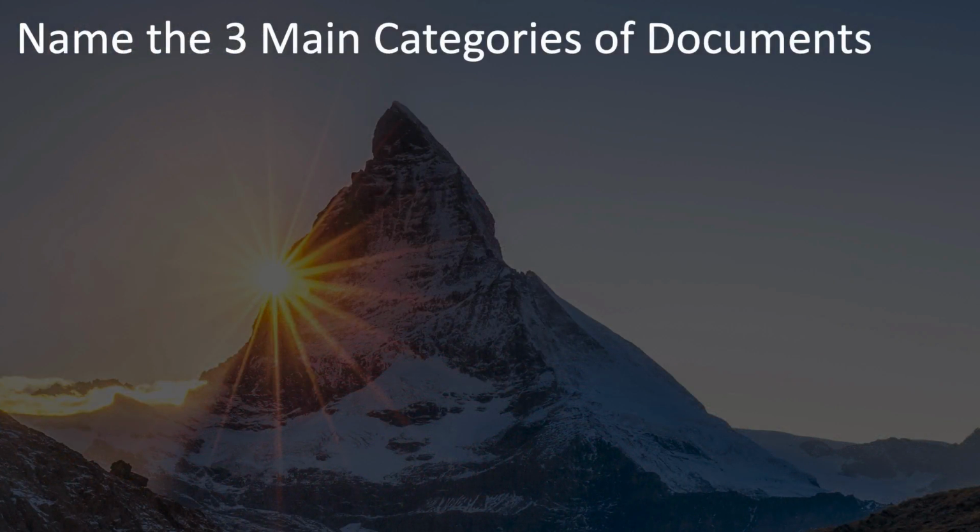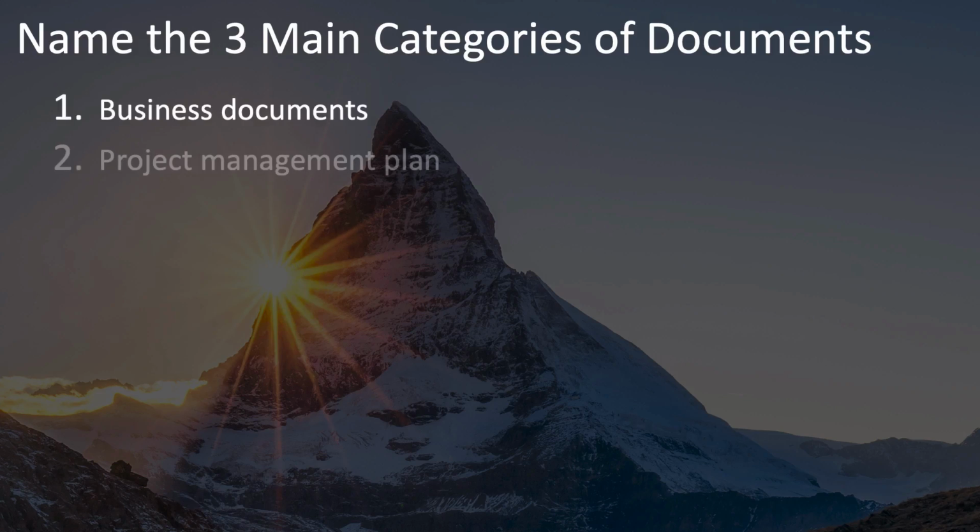The PMBOK guide identifies three main categories of documents and organizes the project management documents into these three categories. Can you remember the names of these three categories? They are business documents, the project management plan and all of its components, and other project documents.